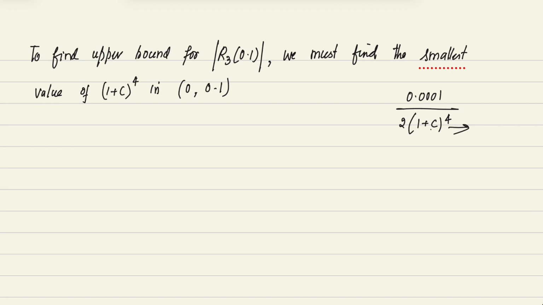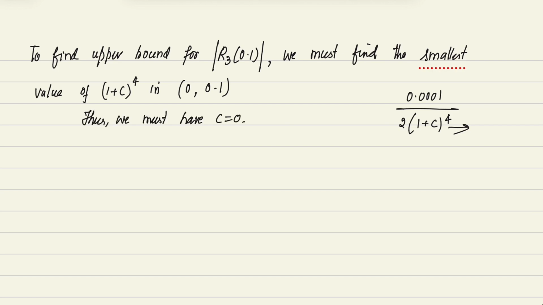c is minimum in this interval, because as we increase c, 1 plus c power 4 will increase. Therefore for the least value of c in the interval, that is equal to 0, we will get the smallest value of 1 plus c power 4. So thus we must have c equal to 0.